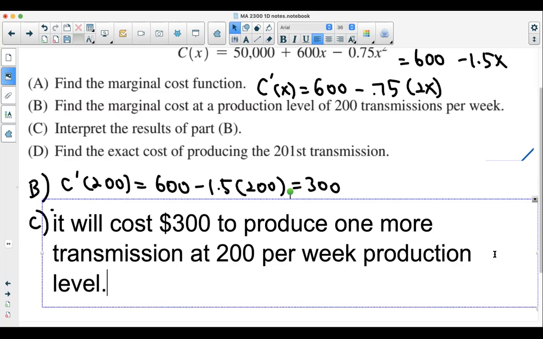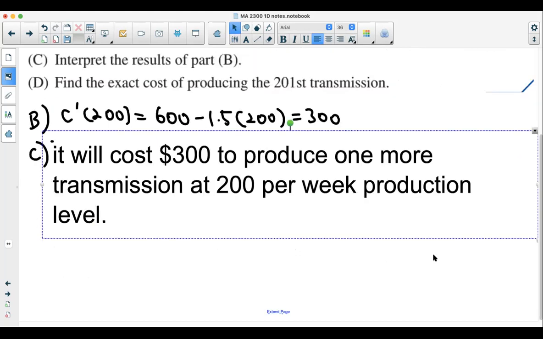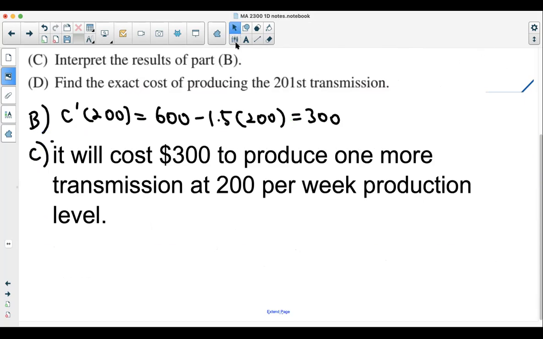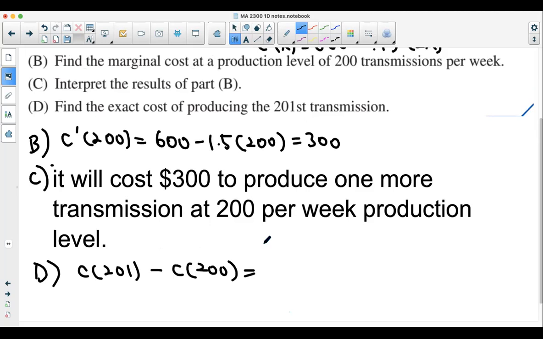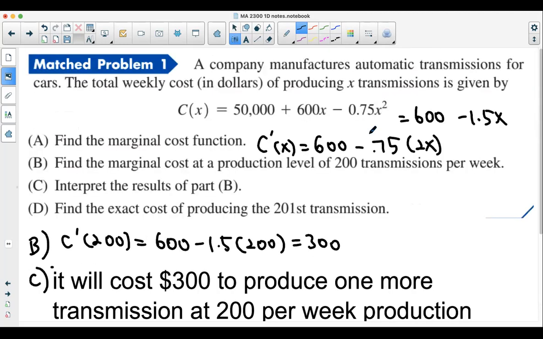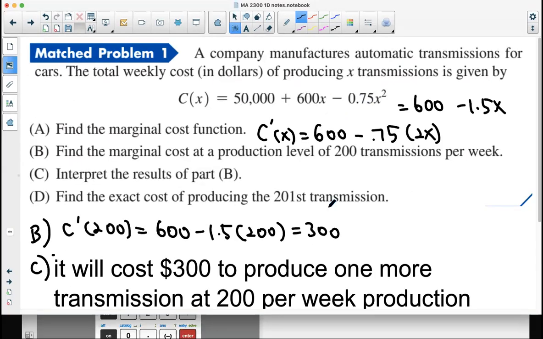So that's basically what's happening, right? What's the exact cost of producing the 201st transmission? For this one we're just going to do the calculation, and we're going to borrow our calculator functionality so that it's a bit easier. In fact, it's going to be C of 201 minus C of 200. That's what I want to do. First, I'm going to type this function onto my calculator.